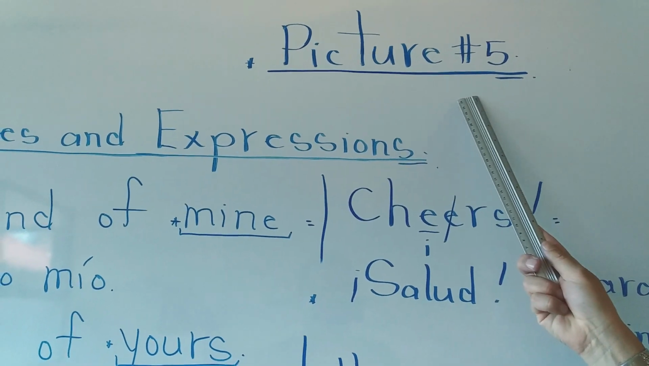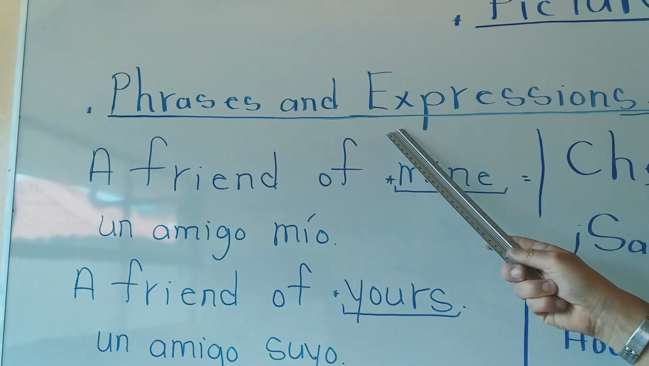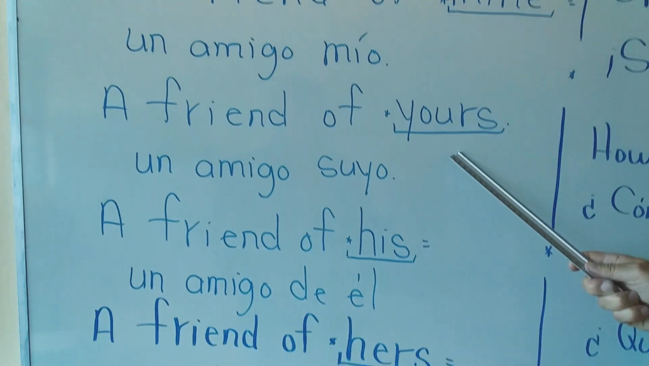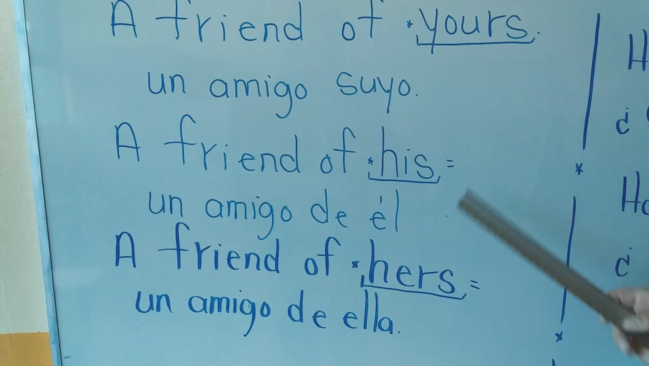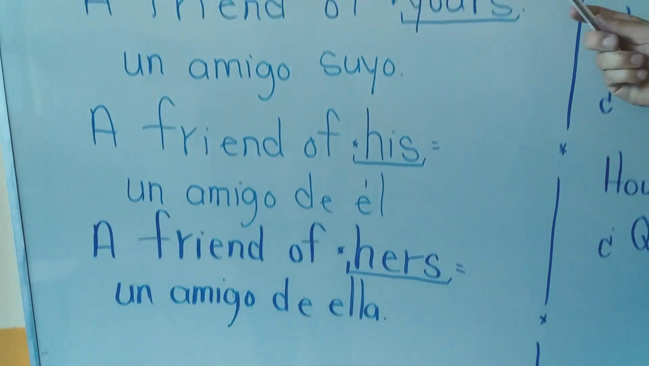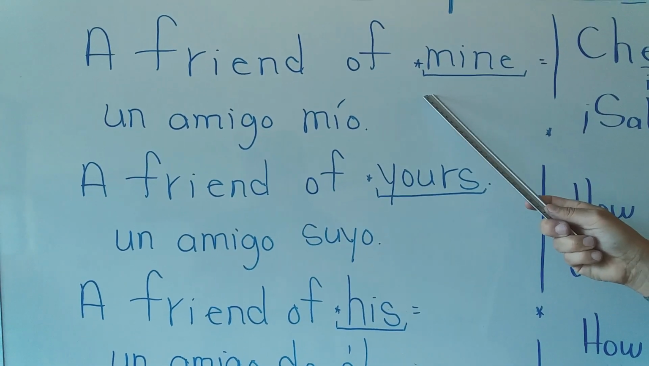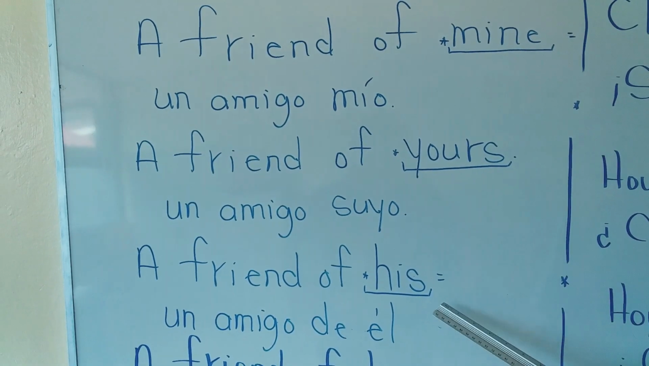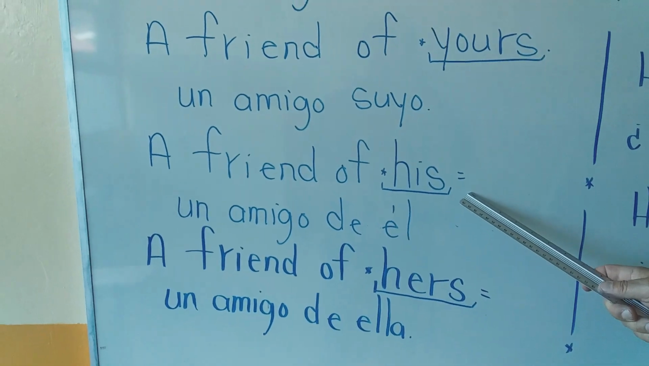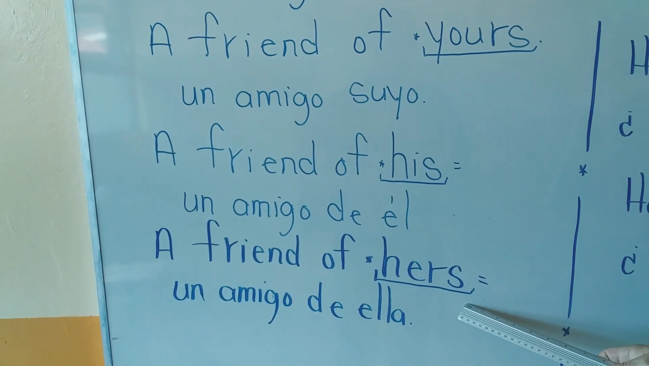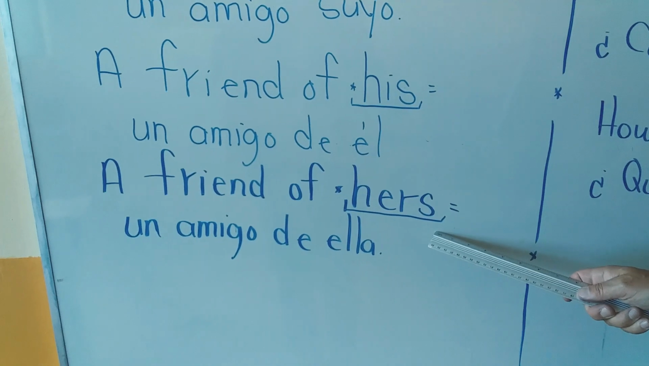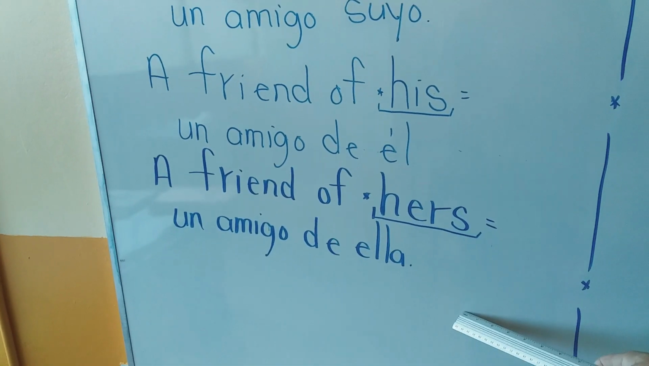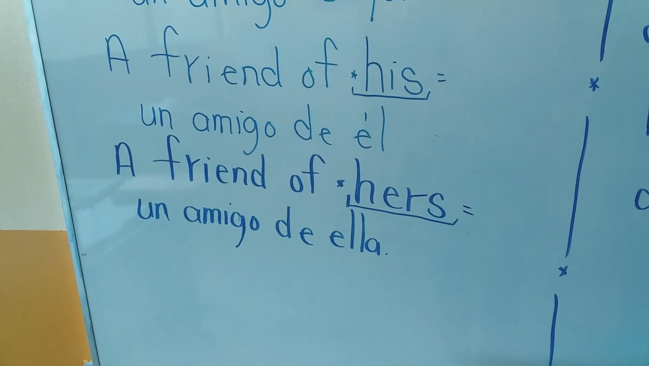Picture number 5. Phrases and expressions. A friend of mine, a friend of yours, a friend of his, a friend of hers. A friend of mine has a new car. A friend of yours lives in New York. A friend of his has a beautiful dog. A friend of hers has a beautiful house at the beach. And also we can say ours, yours, and theirs.